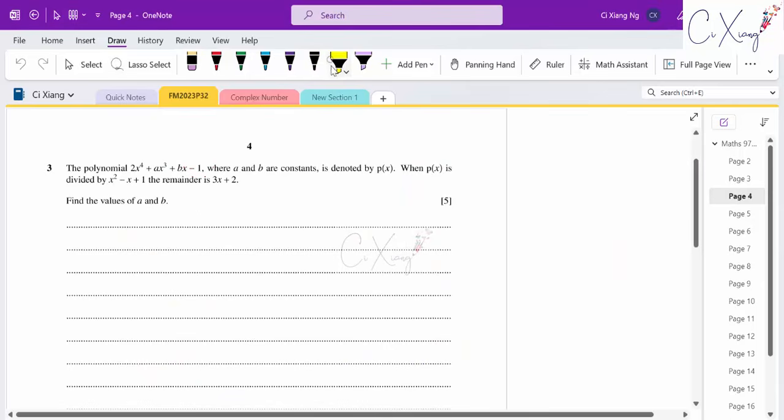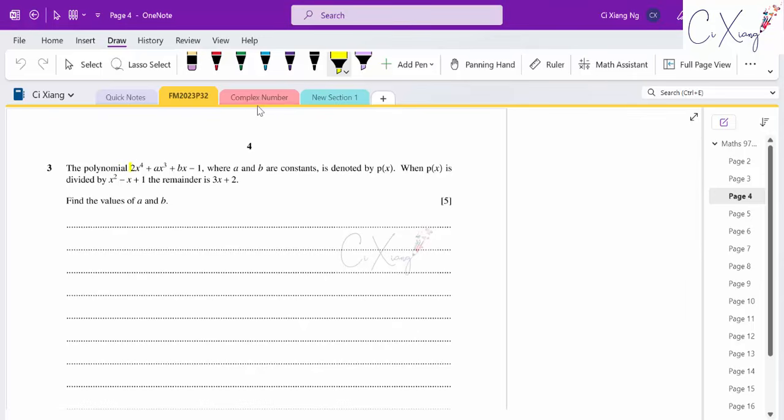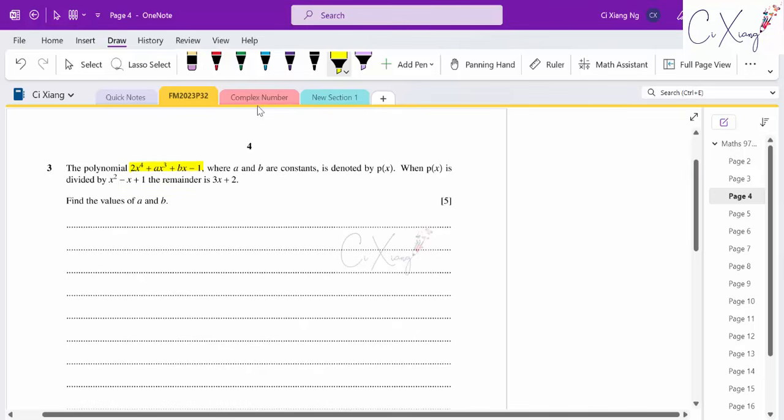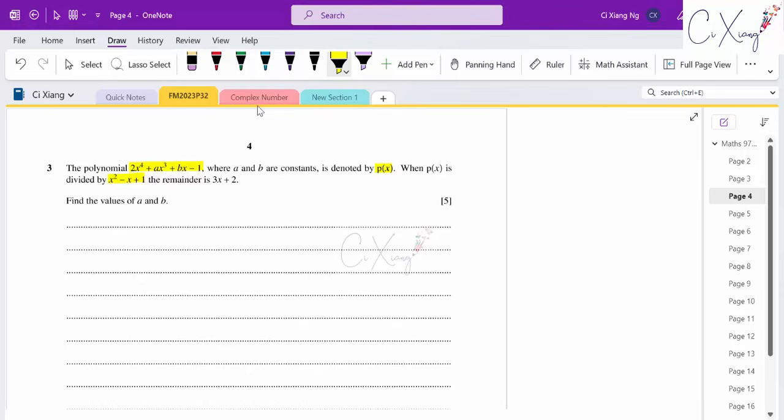Question number 3, we are given a polynomial, as shown here, and it's denoted by p(x). When p(x) is divided by this quadratic divisor, the remainder is 3x plus 2. They want us to find the values of a and b.